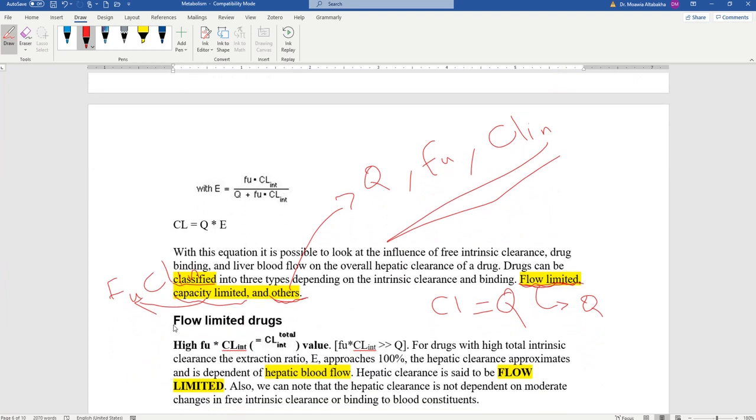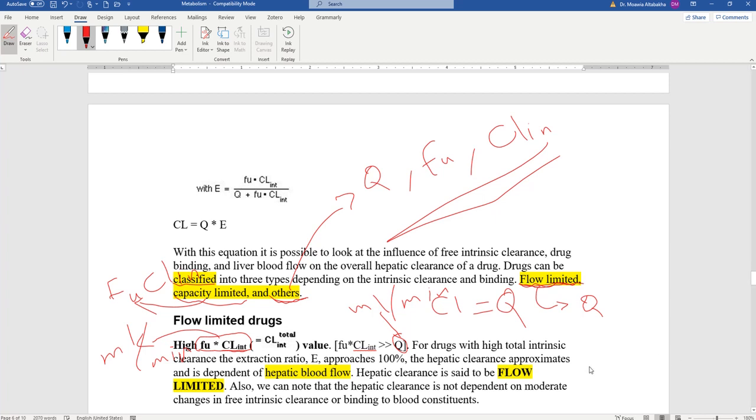Okay, we classify the drug as flow limited in case, when is it flow limited? If the fraction unbound times the intrinsic clearance, again how many enzymes, how much the liver is able to metabolize, if this is very high compared to blood flow, notice that the units here are in ml per minute, and also here in ml per minute.